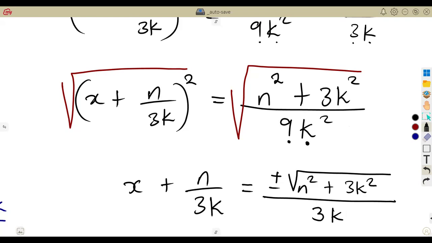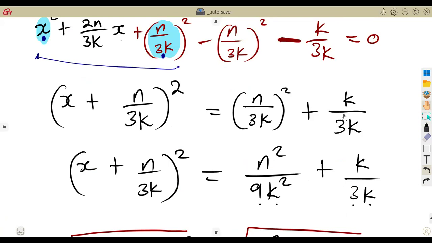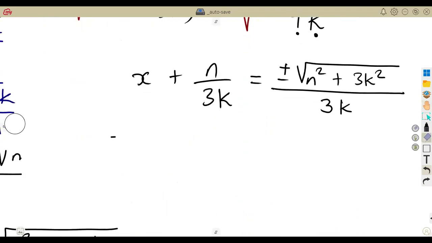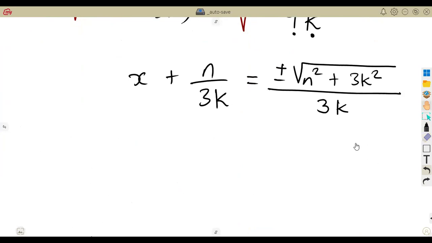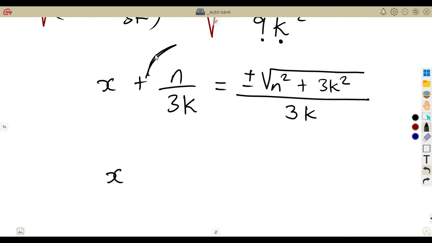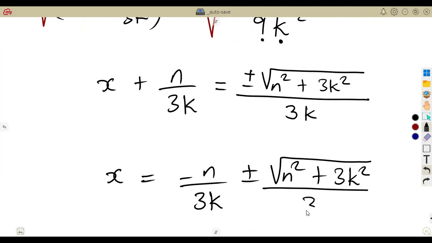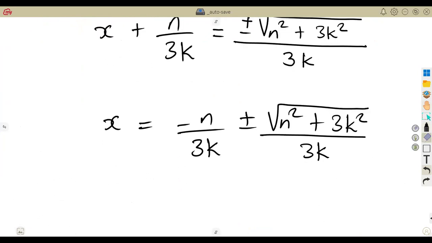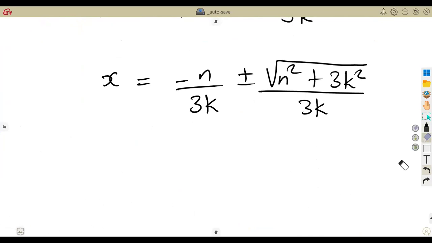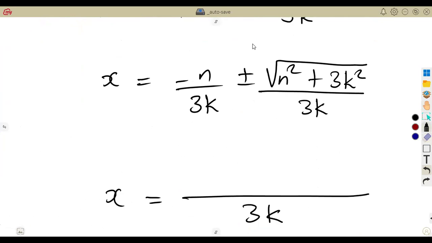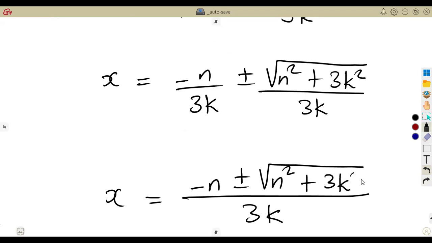But for you to have a single fraction like this, you maintain the 3k and the k. You can see that it can divide, but you do not divide. You divide exactly the way you are supposed to, for the method that you need. So take the minus n to the other side: minus n over 3k plus or minus the square root over 3k. Like I said before, the denominators are the same, so just combine the numerators. So you're going to have minus n plus or minus the square root of n squared plus 3k squared, over 3k. This is what you're going to have at the end as a single fraction.